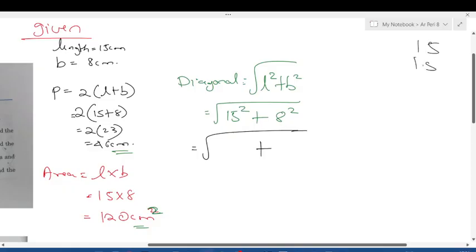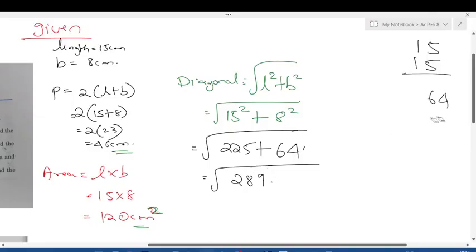Multiply 15 into 15. You get 225. 8 into 8 is 64. Add them. 289. Okay.